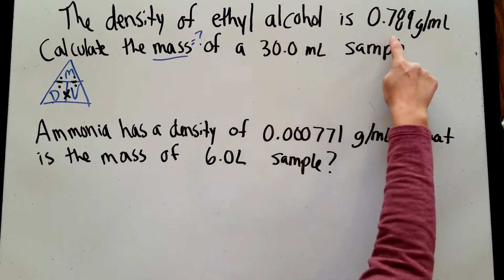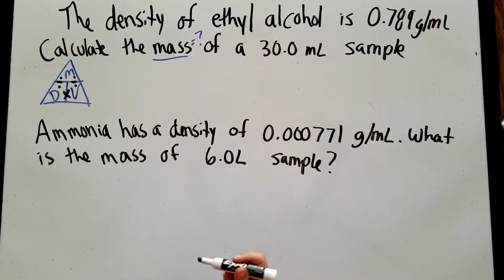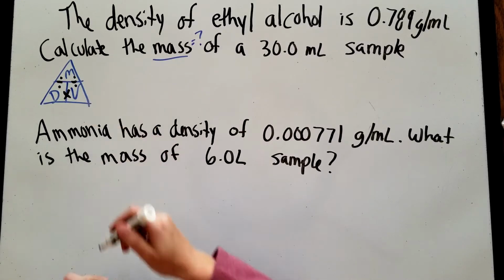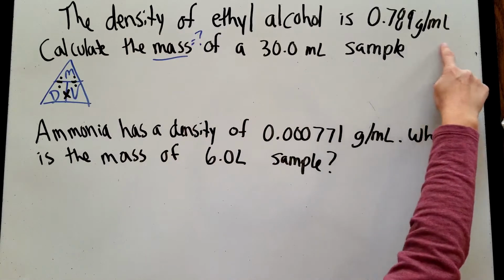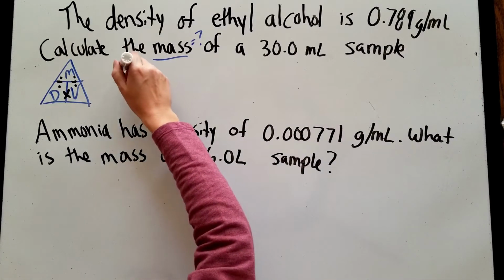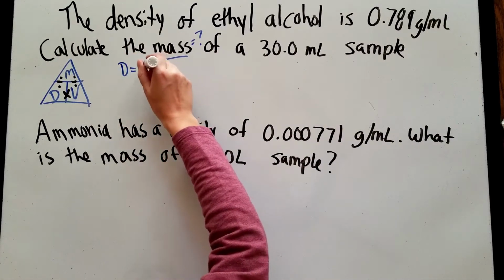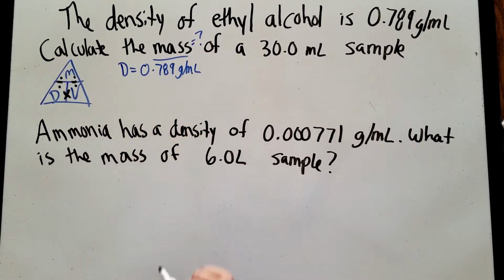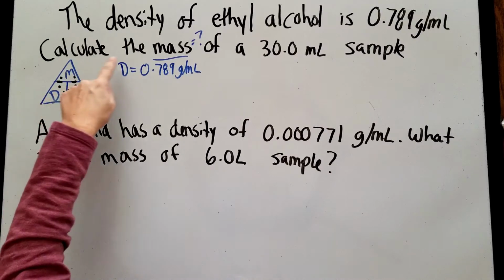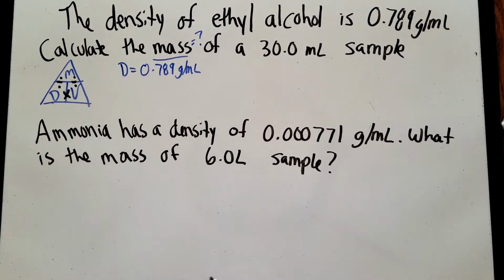First off, this 0.789 grams per mil. That's my density. It says it specifically here. If it didn't, I would know that because of the units. So D is equal to 0.789 grams per mil. Calculate the mass. So mass is my question mark. That's the variable I want to solve for is M.